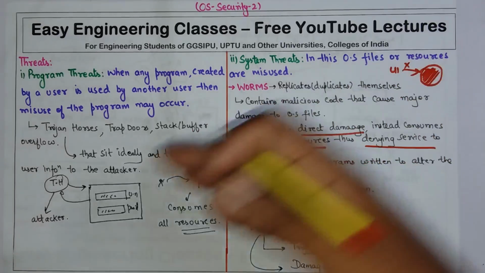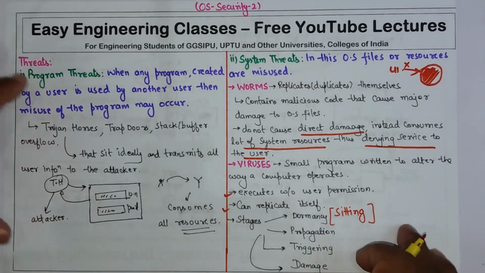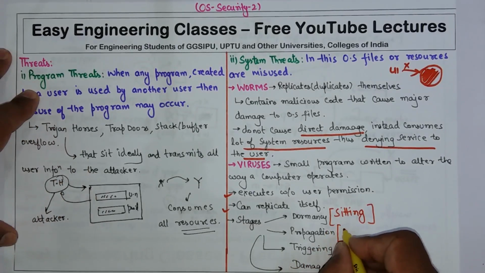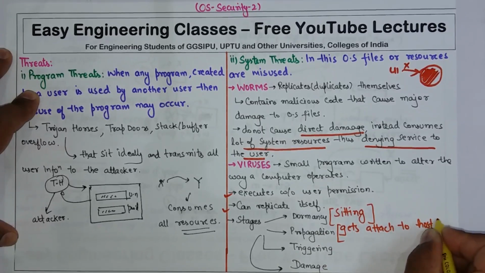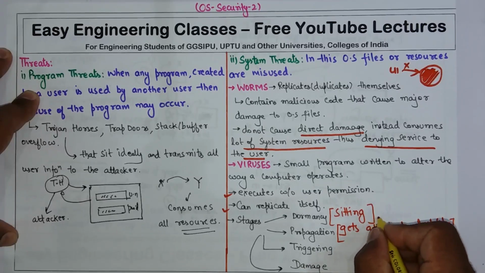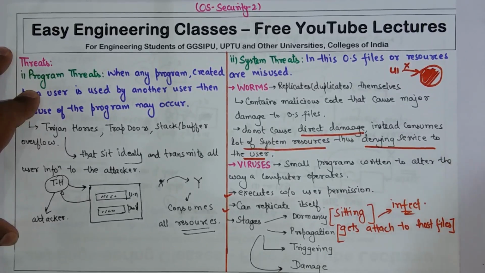Once the dormancy phase is completed, the virus enters into the propagation phase, in which the virus attempts to infect other programs on the host machine. In this, the virus tries to get attached to the programs or the host files. By getting attached, it means it is infecting the host files. Once the virus is attached to the host file, the next phase is the triggering phase. The trigger is activated to facilitate the transition to the damage stage.